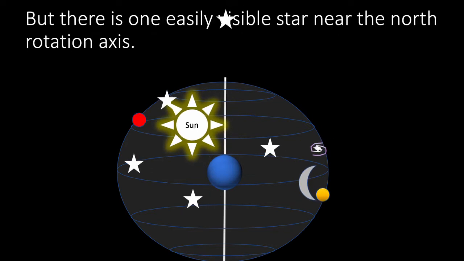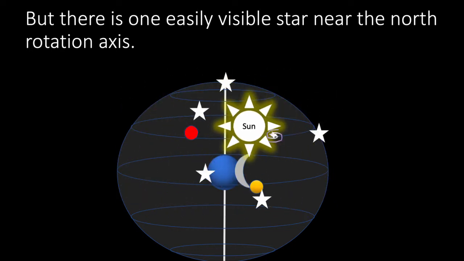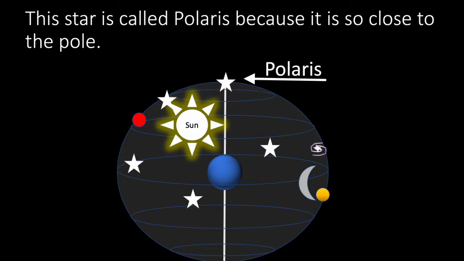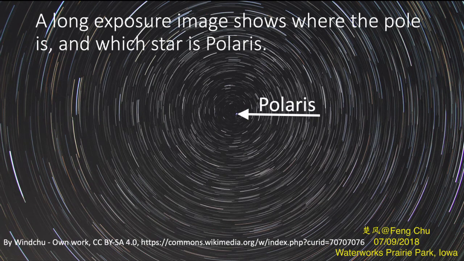But there is one easily visible star near the north rotation axis. This star is called Polaris because it is so close to the pole. A long exposure image shows where the pole is and which star is Polaris. As you can see, Polaris is a little white speck near the center of all these circles.